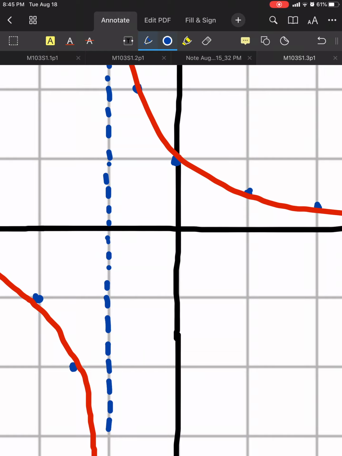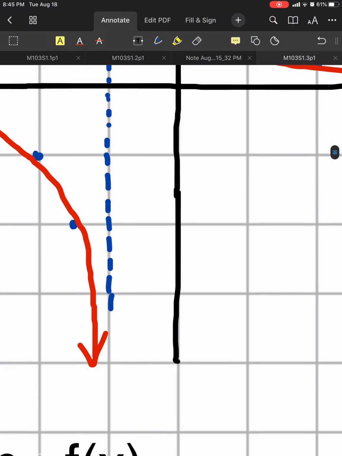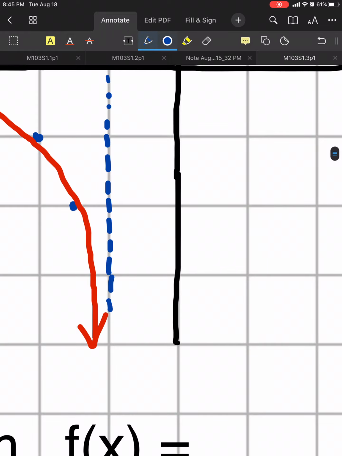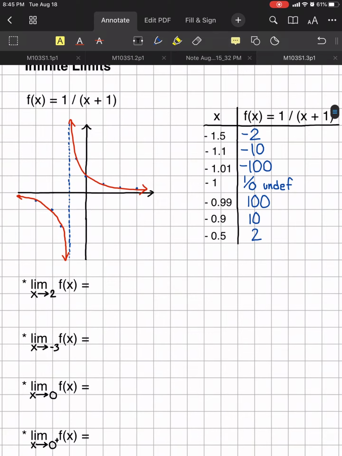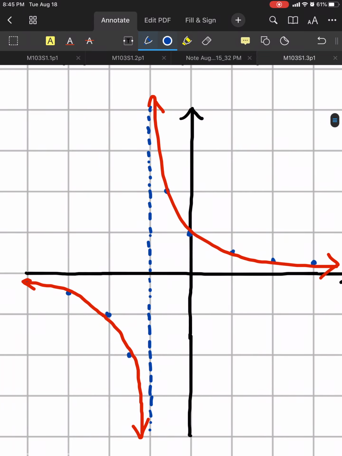Hopefully this looks good when I'm done, because this will be what you have for your PDF. There we go. So you get both sides of the graph approaching that vertical line at x equals negative 1. This thing right here is what we call an asymptote.